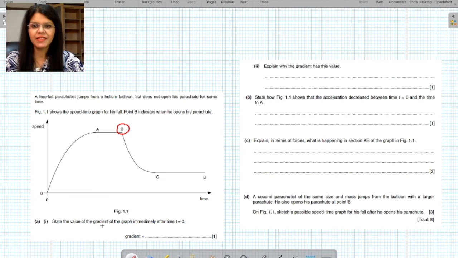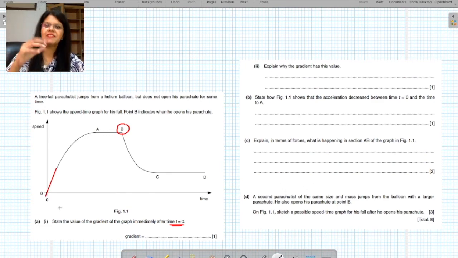State the value of the gradient of the graph immediately after time t is equal to 0. So you have to determine the gradient. You have to determine the gradient for this portion of the graph, immediately after the parachutist is falling down.